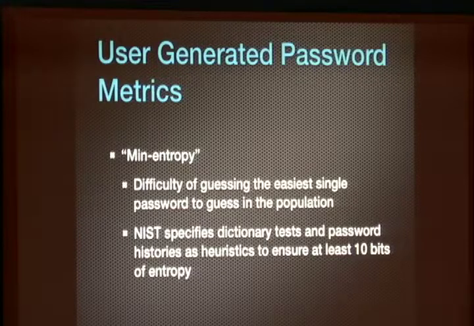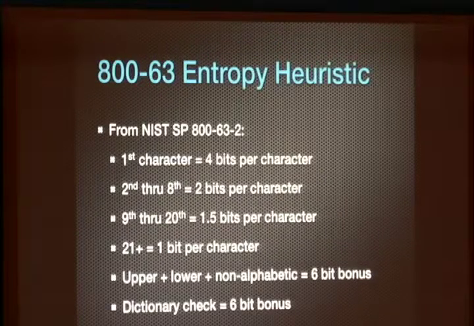This specifies dictionary tests and password histories as heuristics to try to ensure at least 10 bits of entropy. Entropy is measured in bits, I forgot to mention that, but you probably already knew. NIST Special Publication 800-63, Revision 2, has some entropy heuristics here. A rule set, basically: for the first character, you get 4 bits of entropy; the second through the 8th character, you get 2 bits per character; the 9th through the 20th, you only get 1.5 bits per character; and 21 and up, you only get 1 bit per character. Then you can get a bonus of 6 bits of entropy for adding some uppercase and non-alphanumeric characters. You can also get a 6-bit bonus for having a dictionary check.